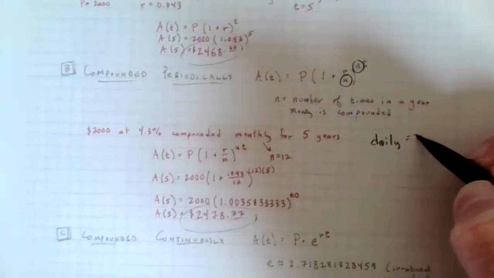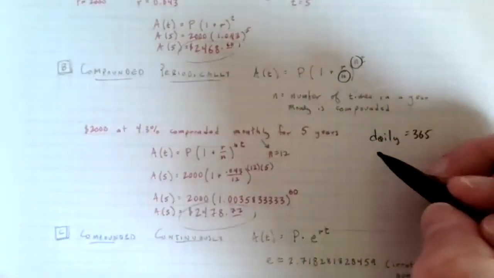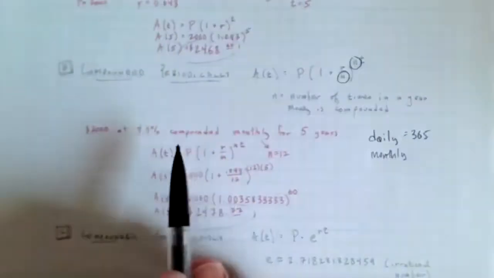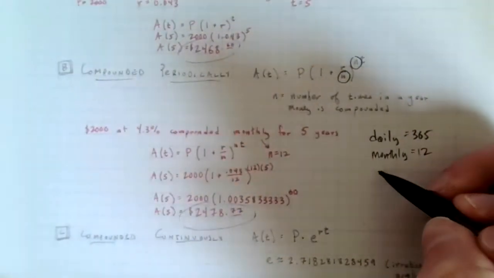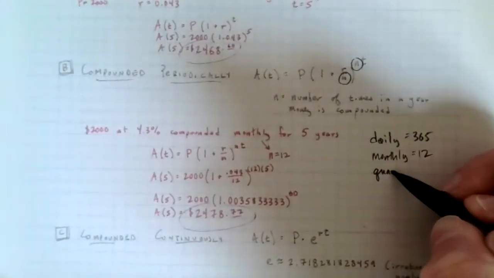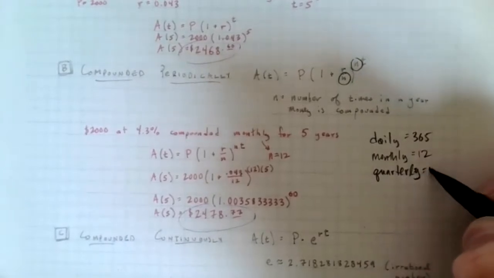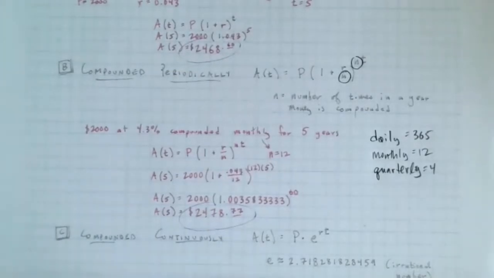Daily is 365 times a year. I guess for a non-leap year, we just assume it's a non-leap year. There is monthly, which we're using for this example, which would be 12. And there is also quarterly, which means the number of times per year would be 4. So same kind of idea.